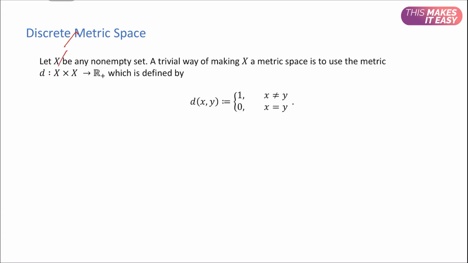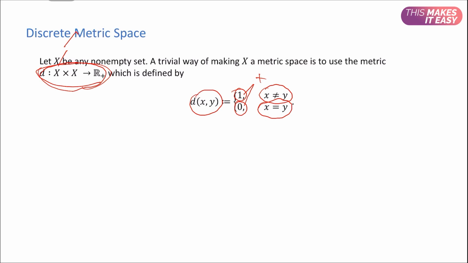Let us see what it is. X is a non-empty set. The distance function has been given like this: if x is not equal to y, it is 1; if x is equal to y, then the value of the function is 0. There are only 2 values for this metric function. That's why it is called a discrete metric. Putting this discrete metric function together with a set X, any non-empty set, we can make that non-empty set X a discrete metric space.